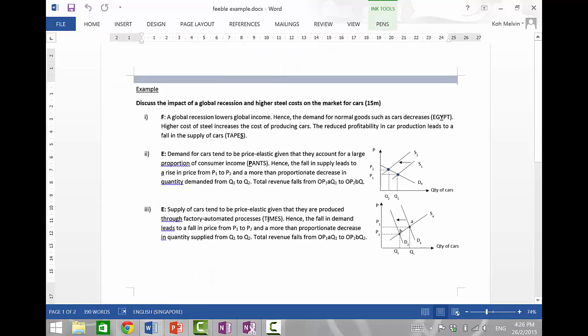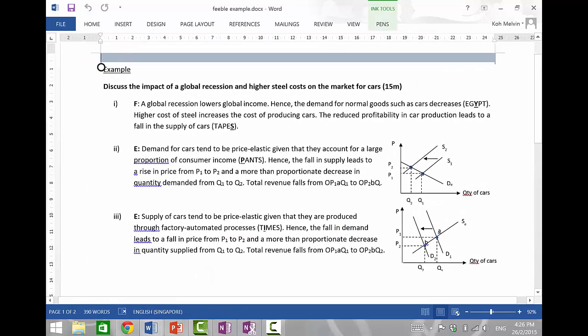So this is it, a FEEBLE example. Now, suppose you're asked to discuss the impact of a global recession and higher steel costs on the market for cars. This is a 15-mark essay. And we can tell that this is also assessing the impact on the market. And since they only ask you for impact on the market, without specifying which aspect to consider, we will look at P, Q, and revenue.